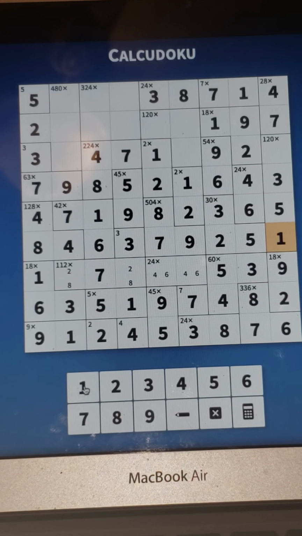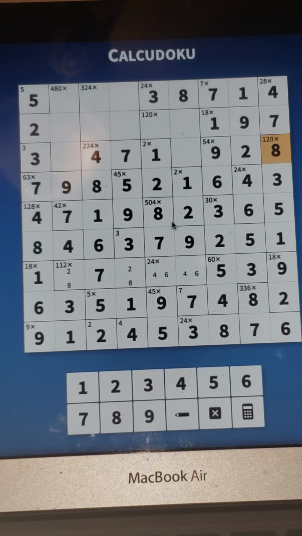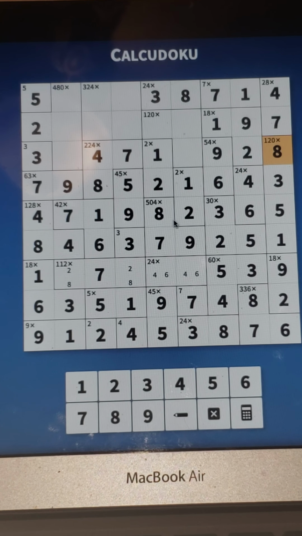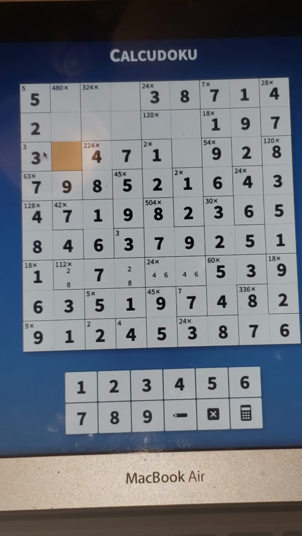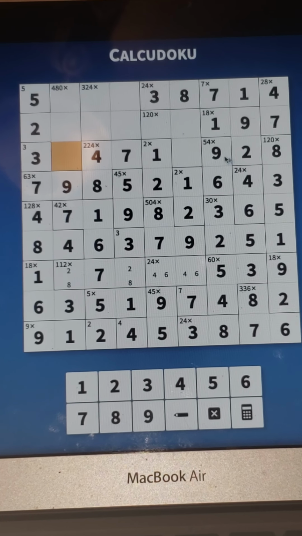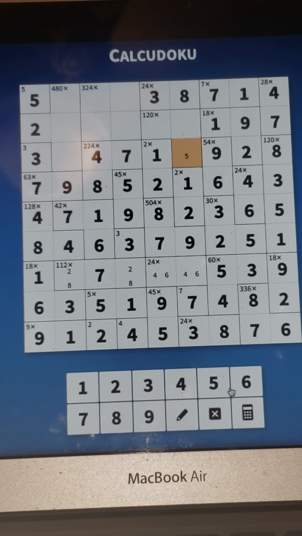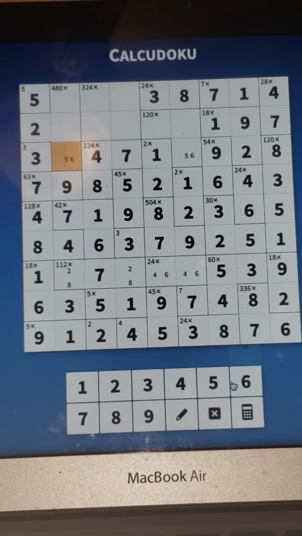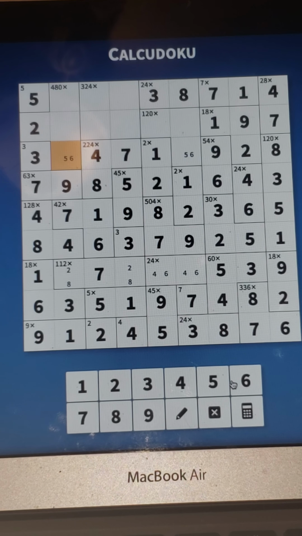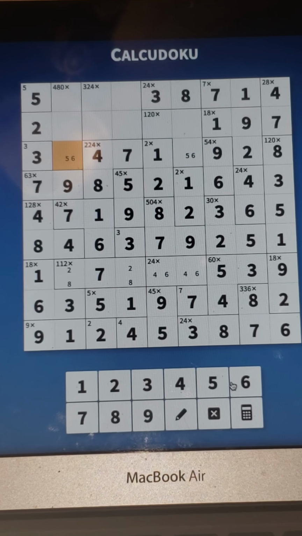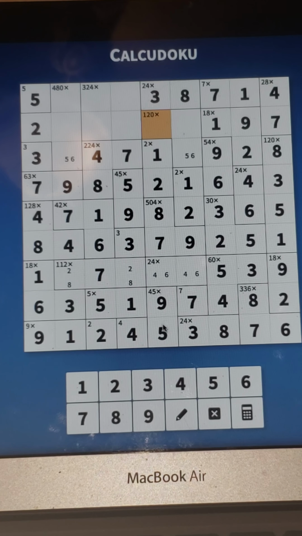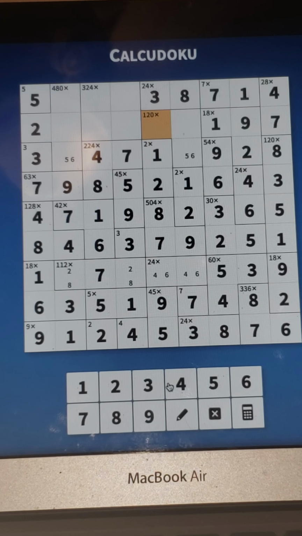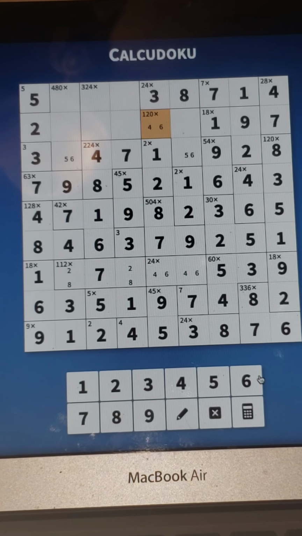And now this is a 1. And 120 divided by 15 is 8, so this is going to be an 8 right here. Now in this row, we're going to wind up having a 5-6 pair. And right here, we're also going to have a pair in the middle column, so 4, 6.